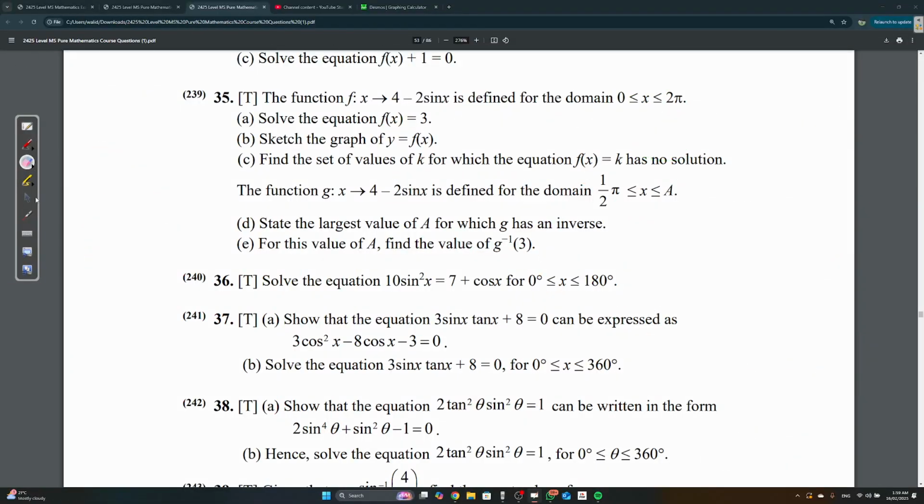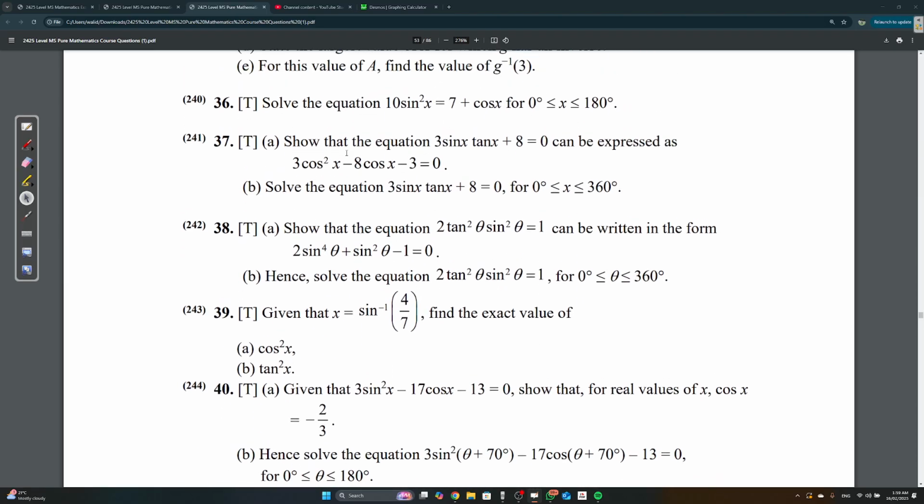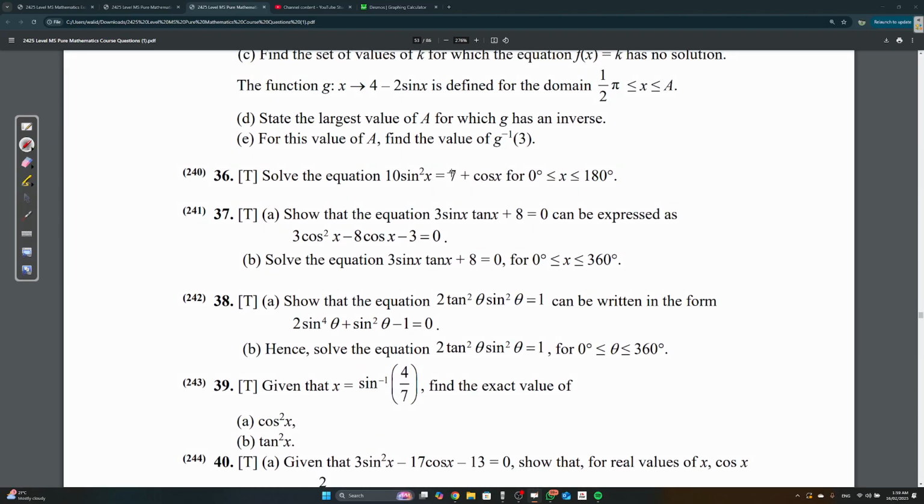Question 36, and now we still have 6 questions. Solve this: 10 sine squared x equals 7 plus cosine x between 0 and 180. Sine squared, we can change it to 1 minus cosine squared, using the Pythagorean identity, cosine squared plus sine squared equals 1. So 10 times 1 minus cosine squared x equals 7 plus cosine x. So you're going to get 10 minus 10 cosine squared x is equal to 7 plus cosine x.